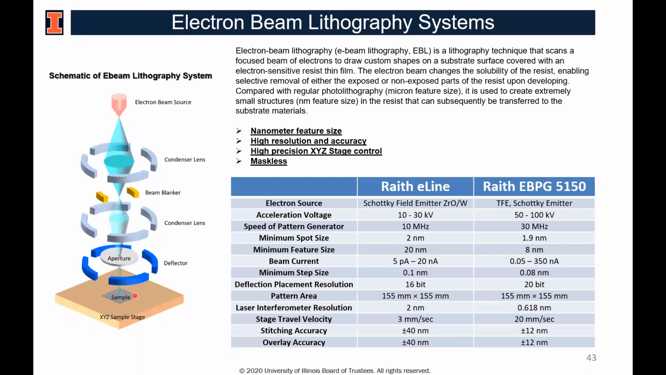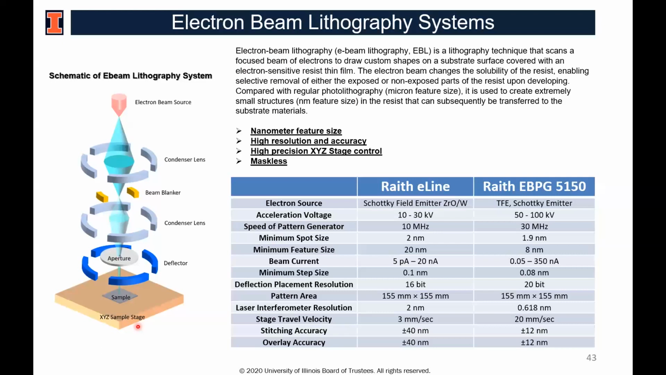The e-beam lithography process involves the same steps as photolithography, including spin coating, baking, and developing. The only difference is that we are actually using an electron beam to expose the electron-sensitive resist, like PMMA or HSQ. Since the electron beam wavelength is really, really short, we can actually achieve a really, really high resolution and a small feature size. So in practice, the e-beam lithography system will scan the focused electron beam to draw the custom shape on the substrate surface covered by some electron-sensitive resist thin film.